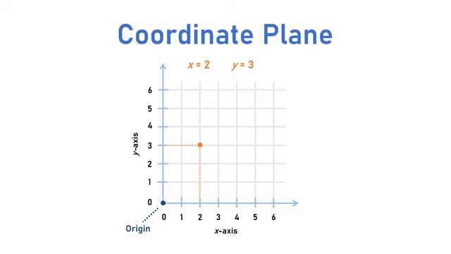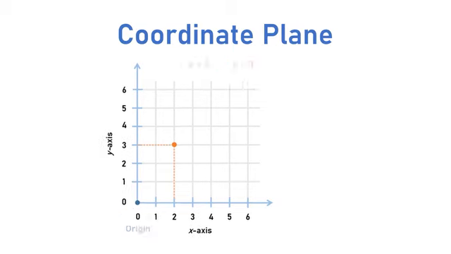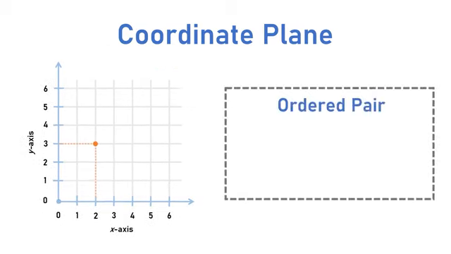When you are asked to graph points on the coordinate plane, you always need a value for x and a value for y. This pair of values is called an ordered pair, and it's written like this. The first number gives the location of our point in regards to the x-axis, and the second number gives the location of our point in regards to the y-axis. For example, this point that we graphed on the coordinate plane would be written as (2, 3).